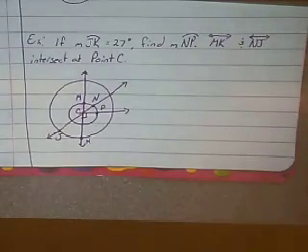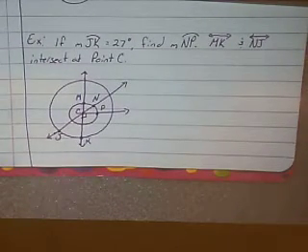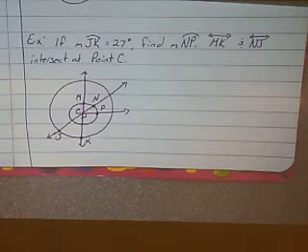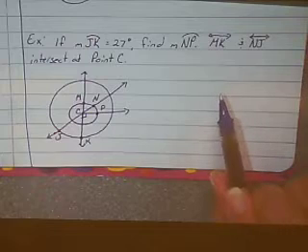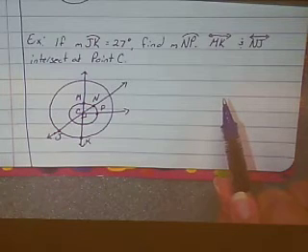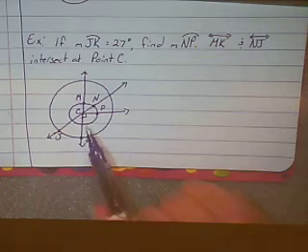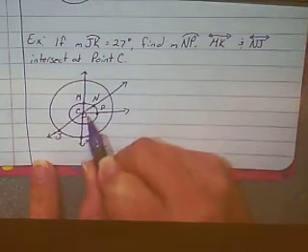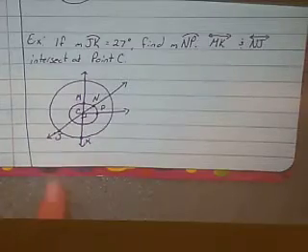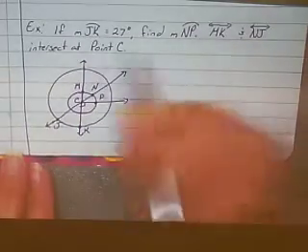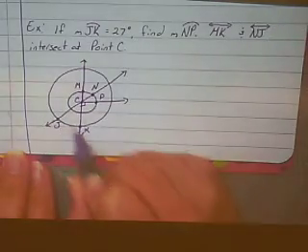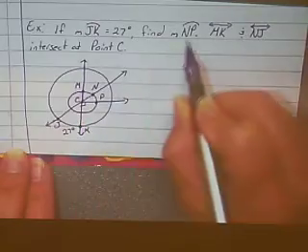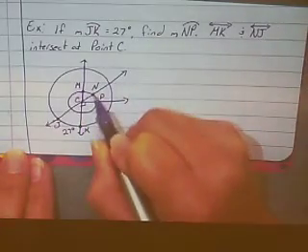Let's look at an example. If the measure of arc JK is 27 degrees, find the measure of arc NP. Lines MK and NJ intersect at point C. Point C is the center of our circle, and we know that this given here is 90 degrees. Let's label JK to be 27 degrees. We are trying to find NP, this arc here.